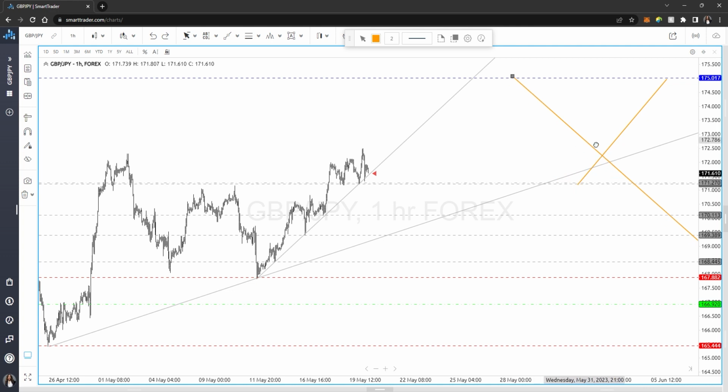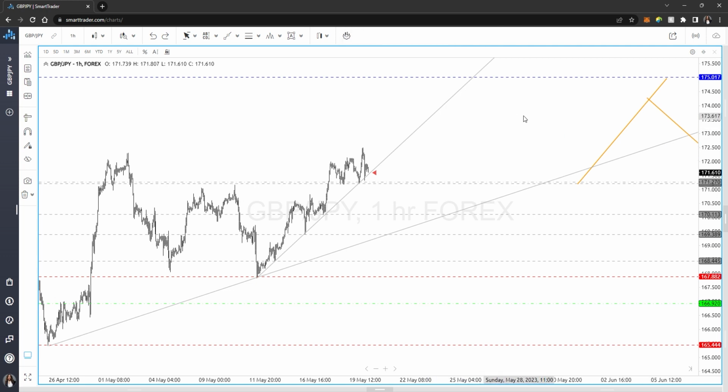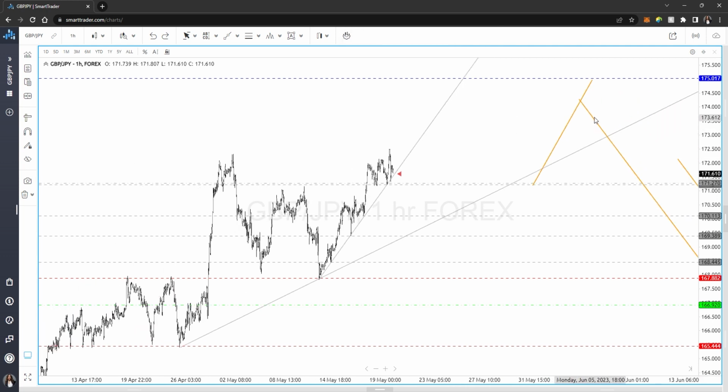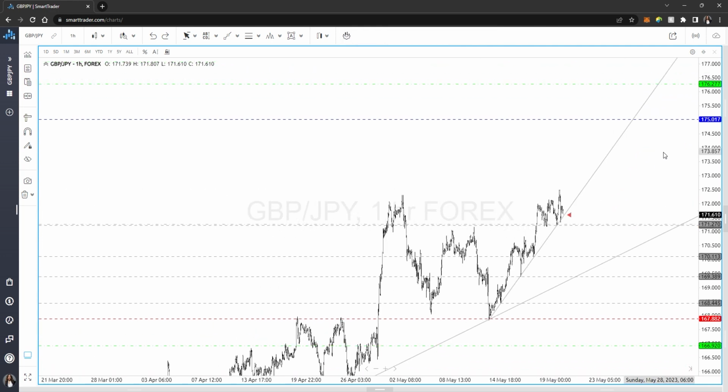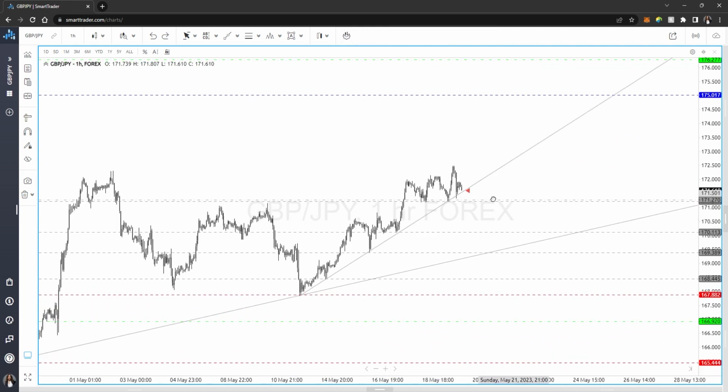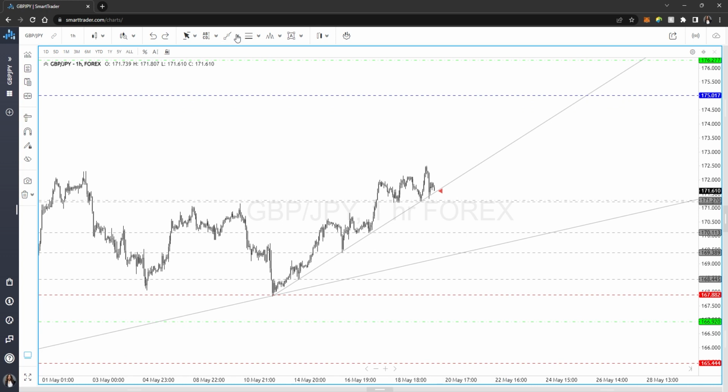If I was looking for sale opportunities right now, if I didn't think price was going to push up to that weekly resistance, I think there's a possibility it could. But if it doesn't, what I'd be waiting for is a break and then a retest of the trend line, and then for price to start moving down.